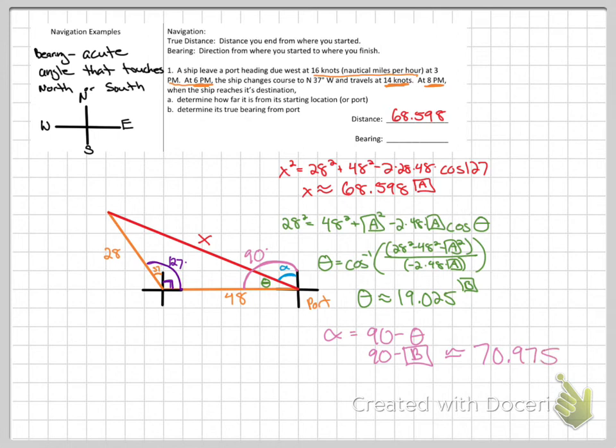Then you have to look at your picture. Where did you start? Sorry, not where did you start. Which direction are you going? So my original blue alpha, this is my blue number, touched north and it went west. So this is north, 70.975 degrees to the west. This is our first navigation example.